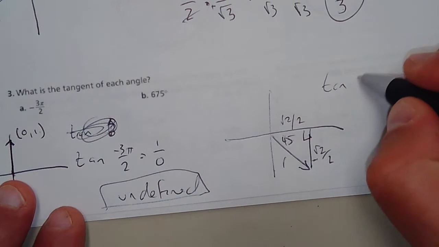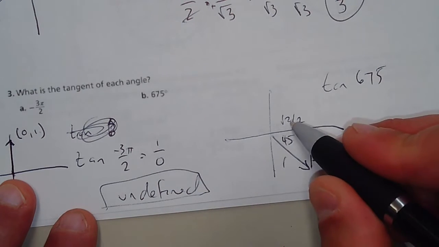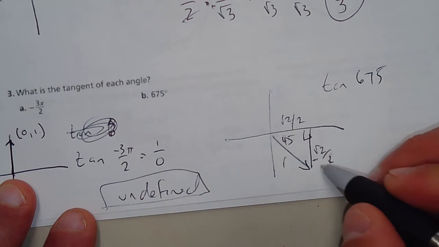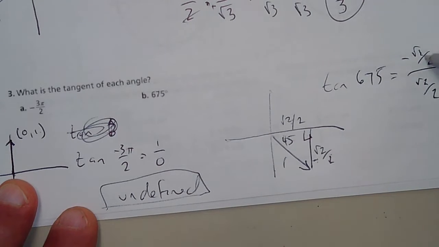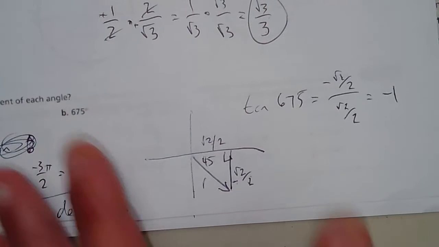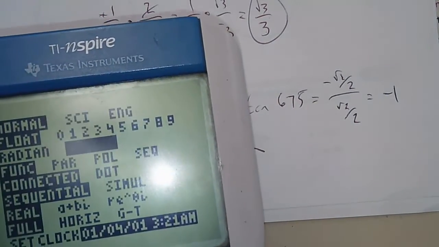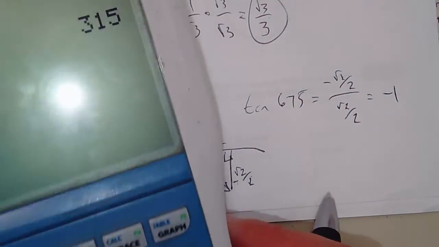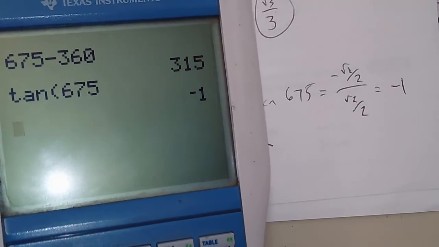So what is tangent of 675? Tangent is opposite over adjacent, so it's this over this. All we really got to pay attention to here is the fact that it's a negative over a positive. So it's negative root 2 over 2 over root 2 over 2. And anything divided by itself is 1. So this is negative 1. And as I said before, if you want to check this because you're not sure, switch over to degree mode because this is in degrees. And do tangent of 675 and make sure that it gives you the correct value, which it does.